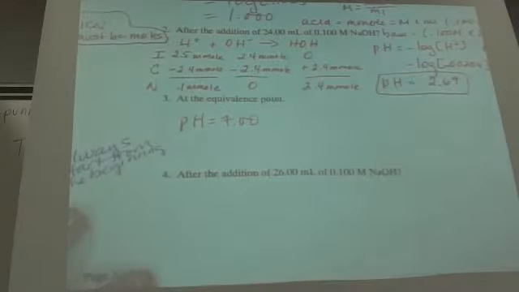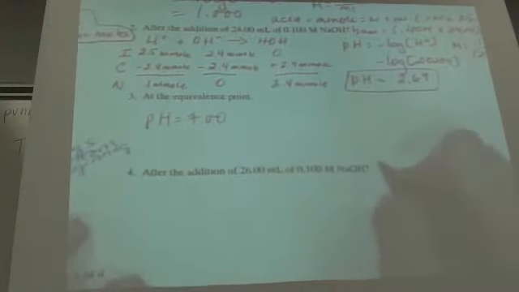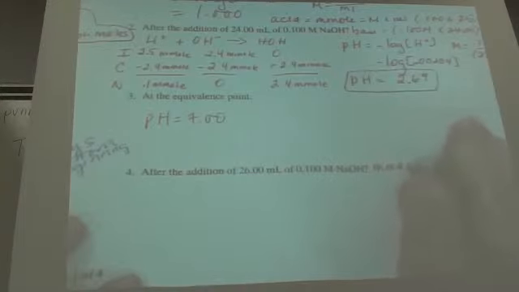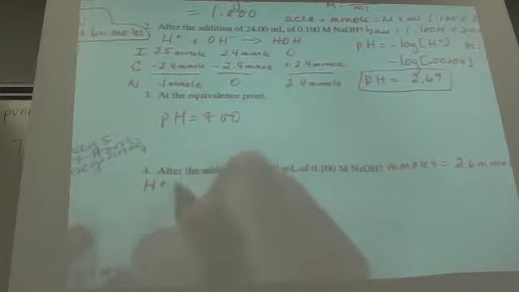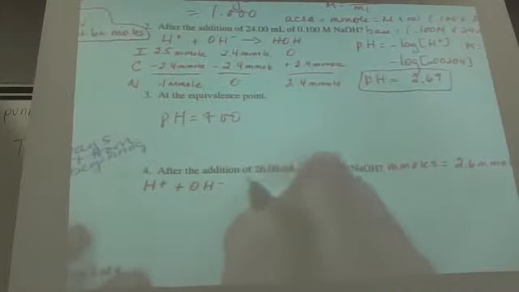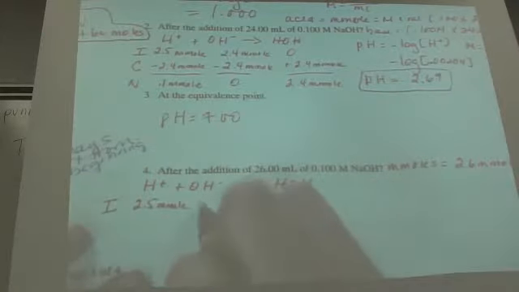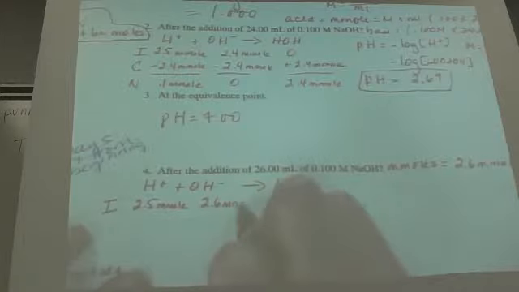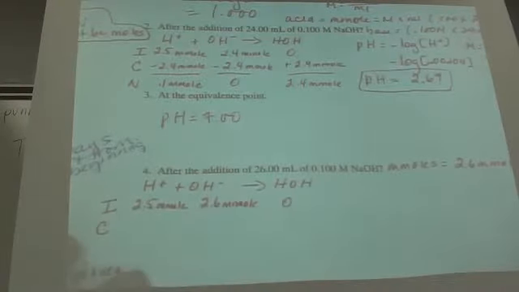Okay, after the addition of 26 mL of 0.1 molar NaOH. Well, 26 milliliters of NaOH, the number of millimoles is equal to 2.6. All right, starting my ICE table, the neutralization: the hydrogen ion plus the hydroxide ion yields water. Initially, I have 2.5 millimoles of the hydrogen ion. This time I have 2.6 millimoles of the hydroxide ion. I have no water. The change that will occur is based on the limiting reactant.